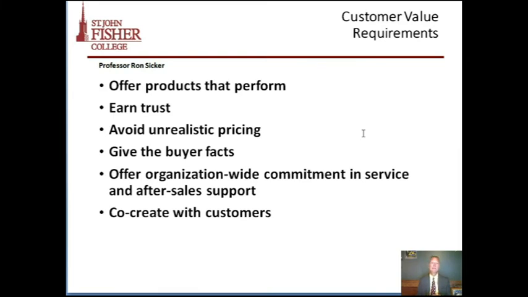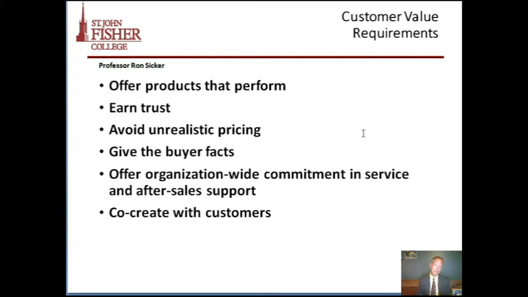You can provide buyers information or be a technical type of consultant or salesperson. You could offer the best in service, or you could actually co-create products with customers. All of those are ways in order to deliver the best customer value.